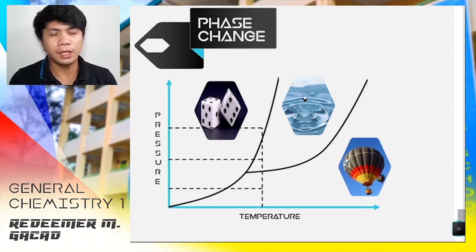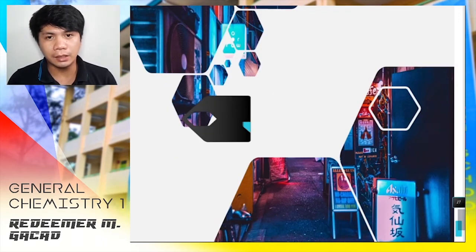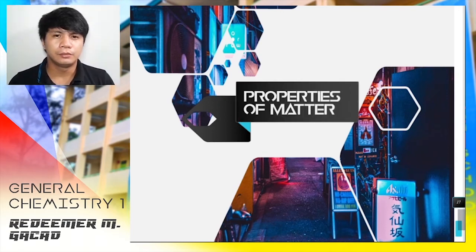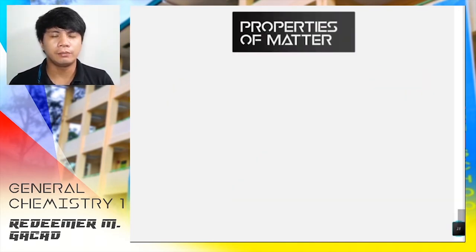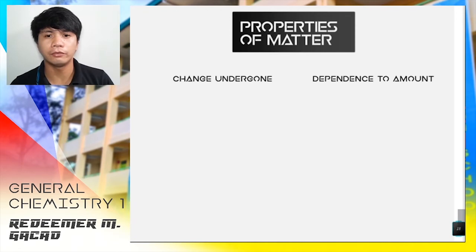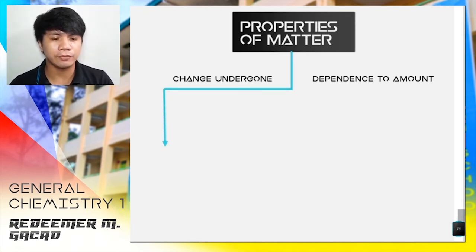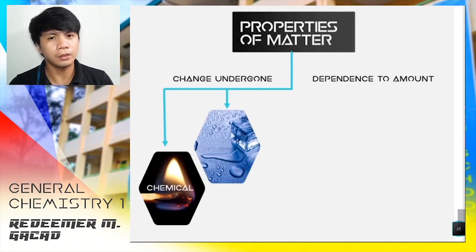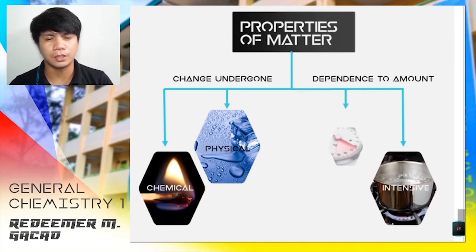Ngayon, pag-usapan naman natin yung mga properties o katangian ng matter. Mga properties of matter can be classified based on 1. The changes it undergoes, and 2. Dependence on the amount of matter. Yung changes undergone can further be classified to physical or chemical change. Yung dependence on matter naman can be classified into extensive and intensive properties.